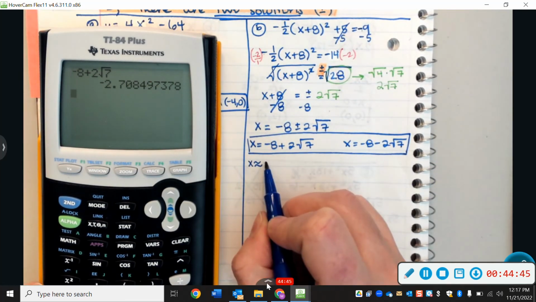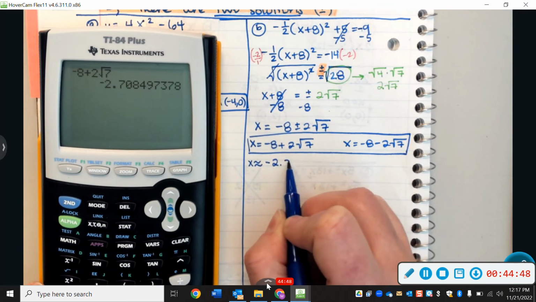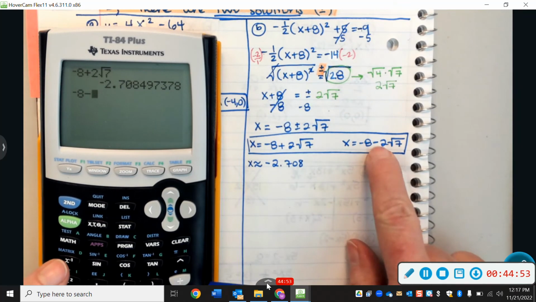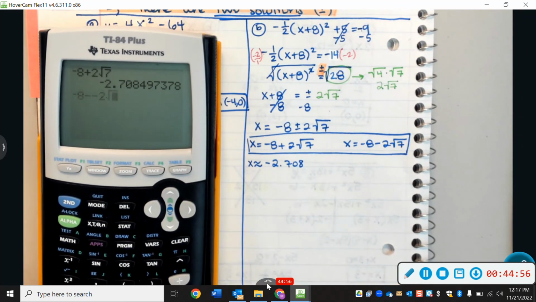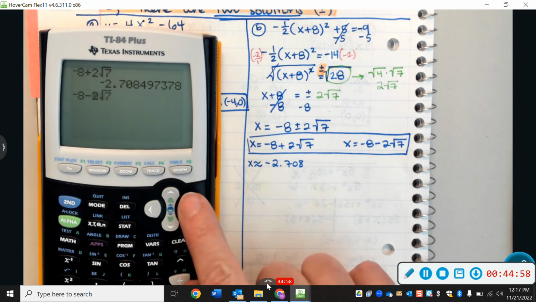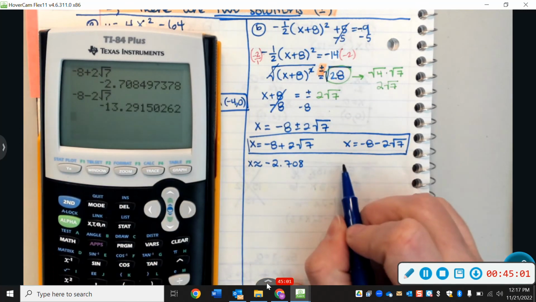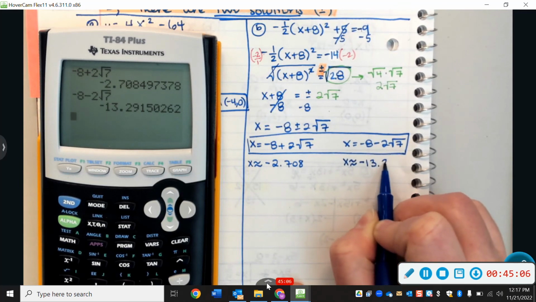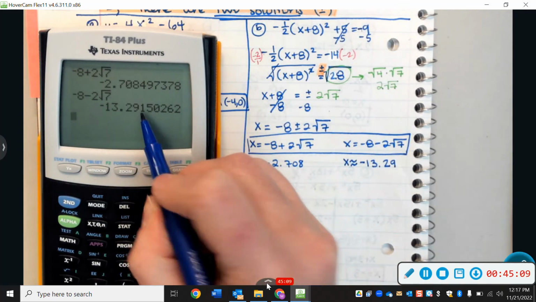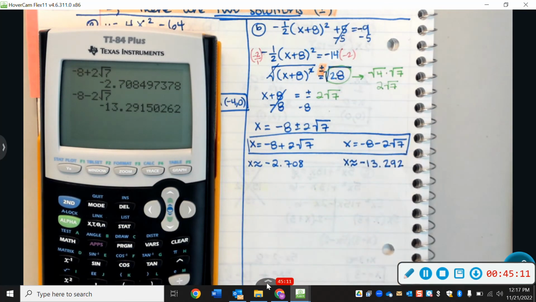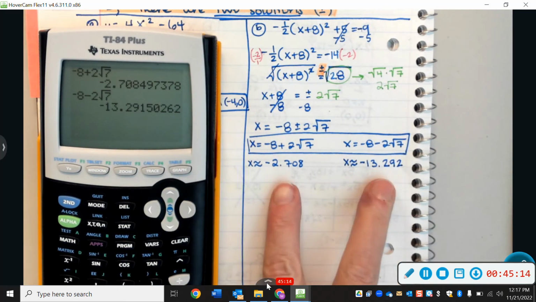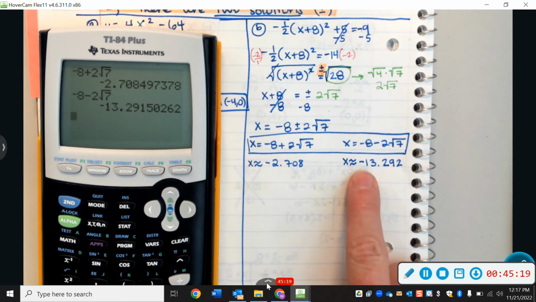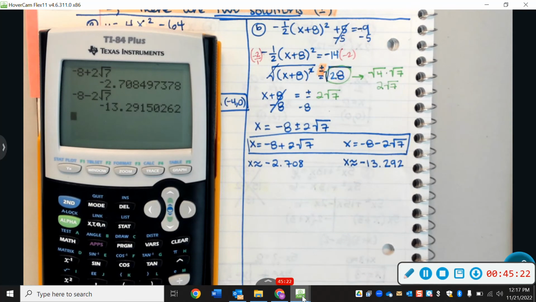But so we can check on Desmos, this would be about negative 2.708. And now I'm going to do negative 8 minus 2 root 7. And I have an extra minus sign there, so I'll get rid of it. And so that would be approximately, or about, because I'm rounding, negative 13.29, and I'm going to round this up to a 2, but it might look different on Desmos depending on how they round. So at about negative 2.7 and at about negative 13.3 is where we should see it cross the graph.